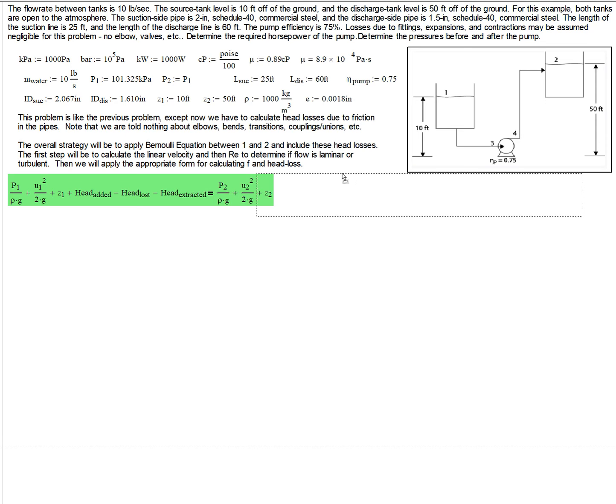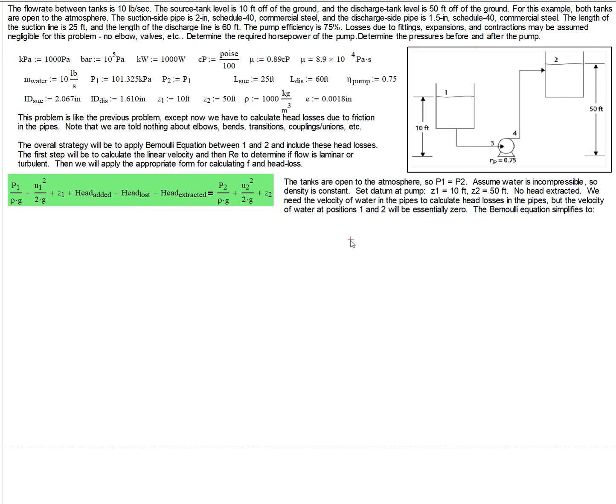What else can we do? Well, I've got some of these assumptions tabulated here. Both tanks are open to the atmosphere. So since both tanks are open to the atmosphere, P1 is going to equal P2, and we're assuming that the difference in atmospheric pressure at these different heights, 40 feet, is negligible. So these pressure terms are going to go away. Also, we can assume the water is incompressible, so the density is constant.